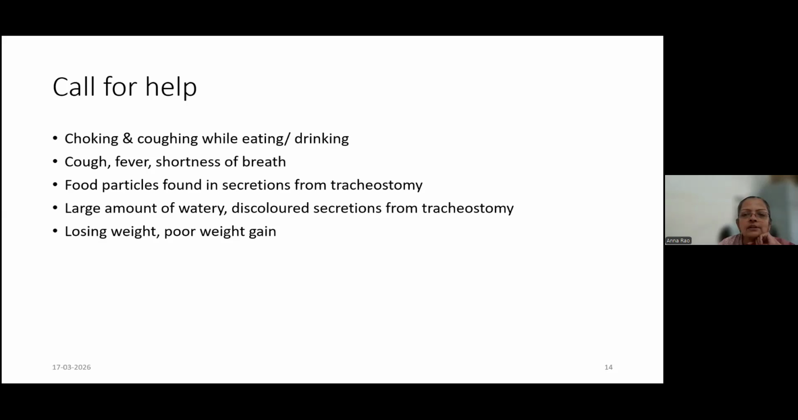Okay? So such things should be noted and brought to the attention of the related personnel. The patient is having respiratory tract infections very frequently. Okay, so that also needs to be addressed.